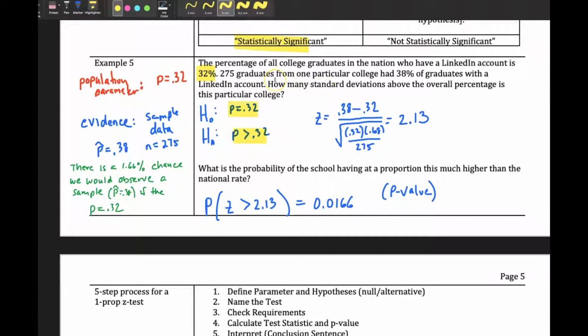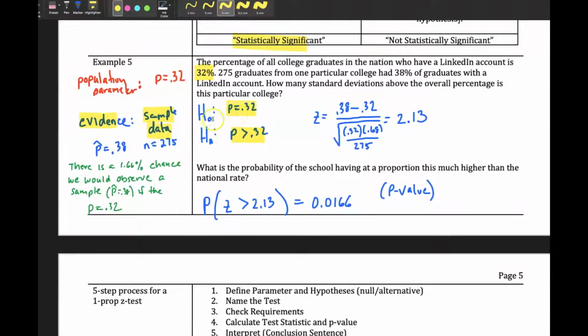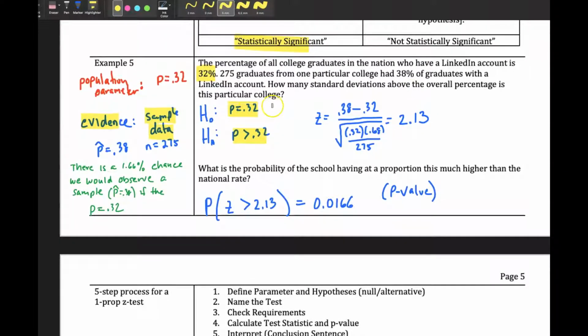Now we want to test that claim with 275 graduates from one college, right? So that's a sample, and that would be called our sample data. And again, since our comparison is to a court trial, that's our evidence, our test of the null hypothesis.